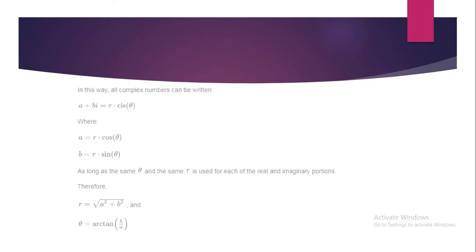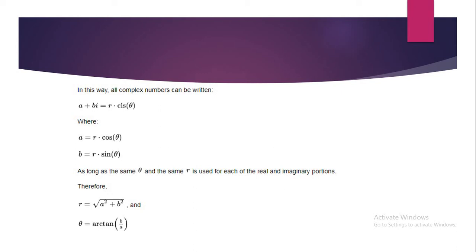So now, in this way, all complex numbers can be written a plus bi is equal to r times cis theta. There's something that I didn't put here, but I'm just going to try to explain it to you guys. I just need to go further.